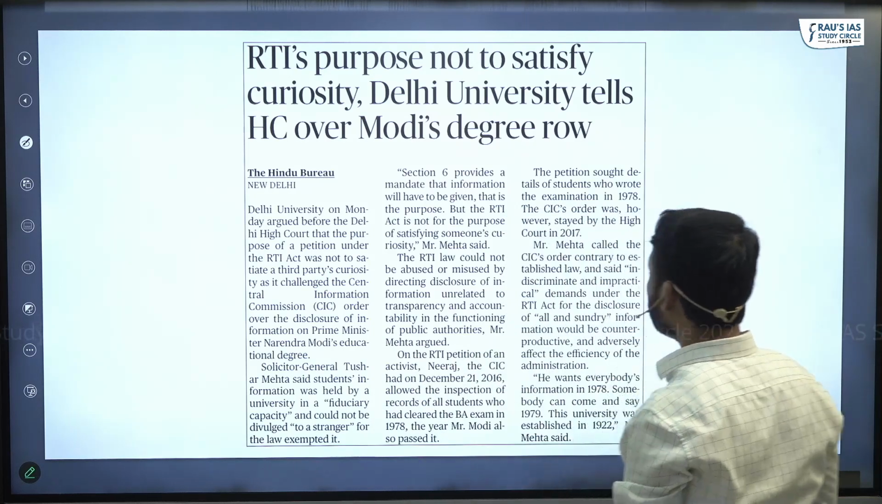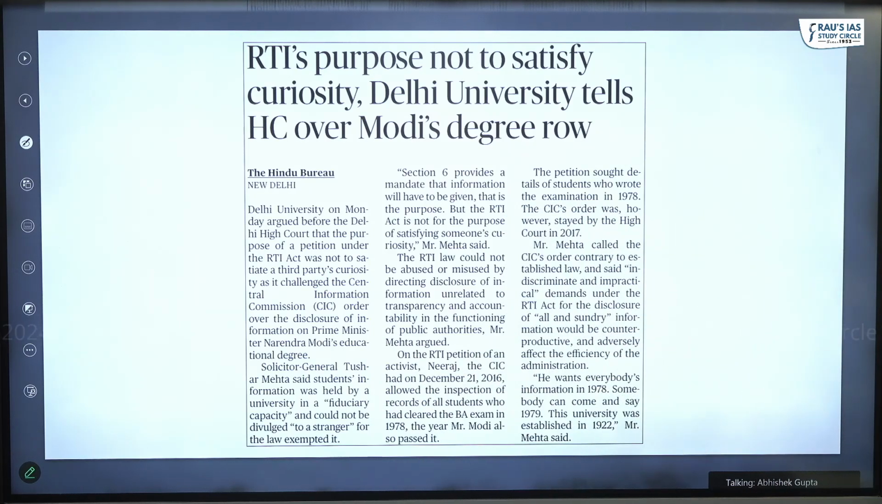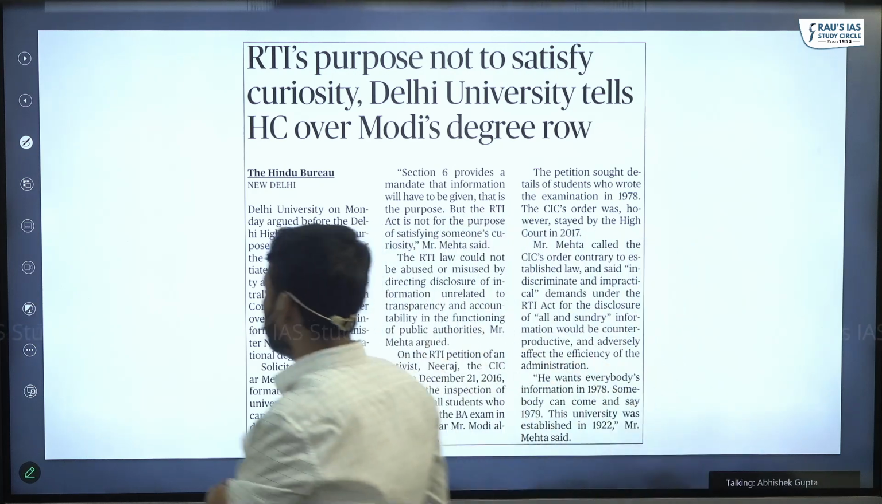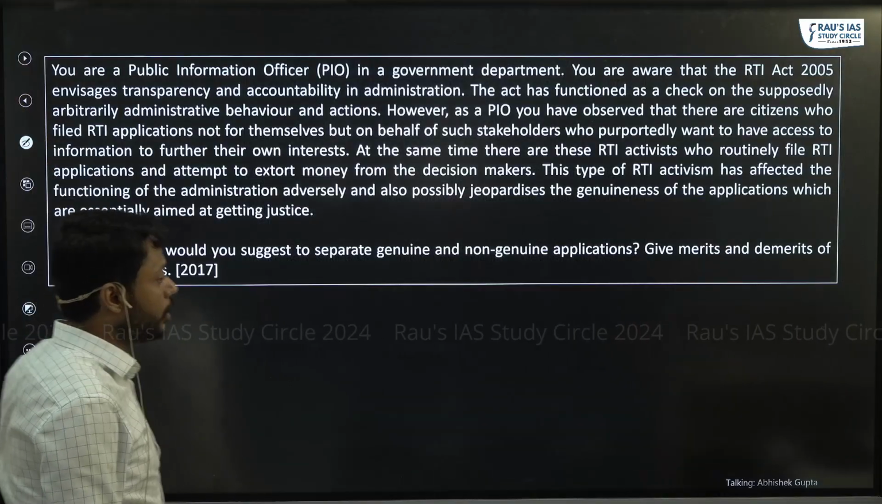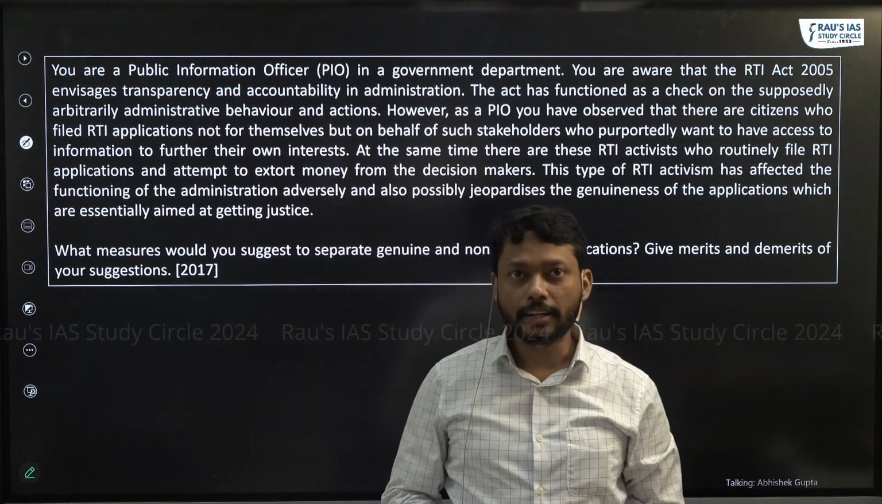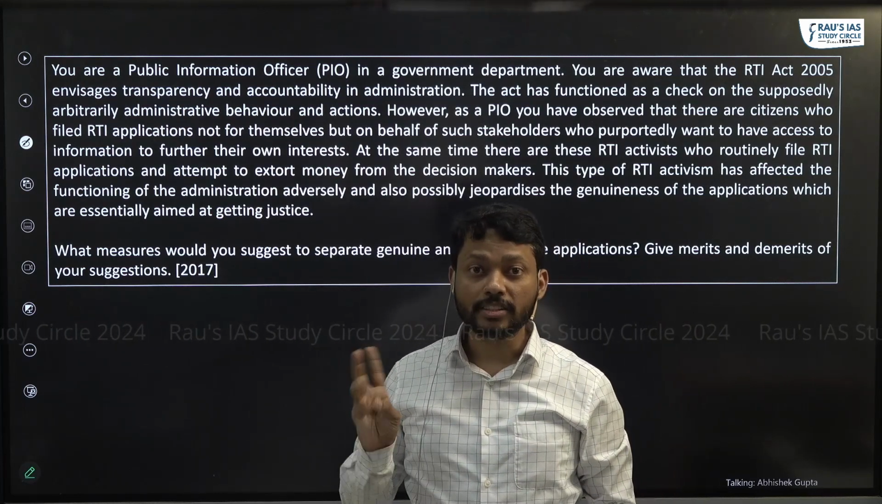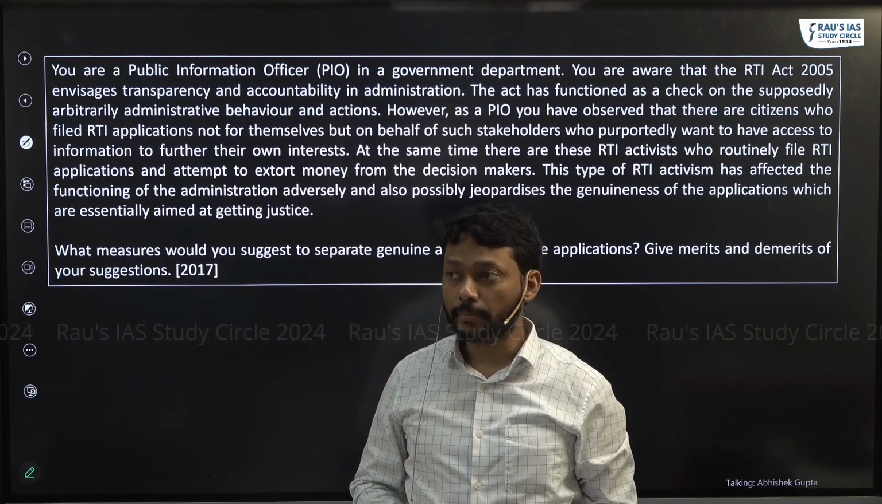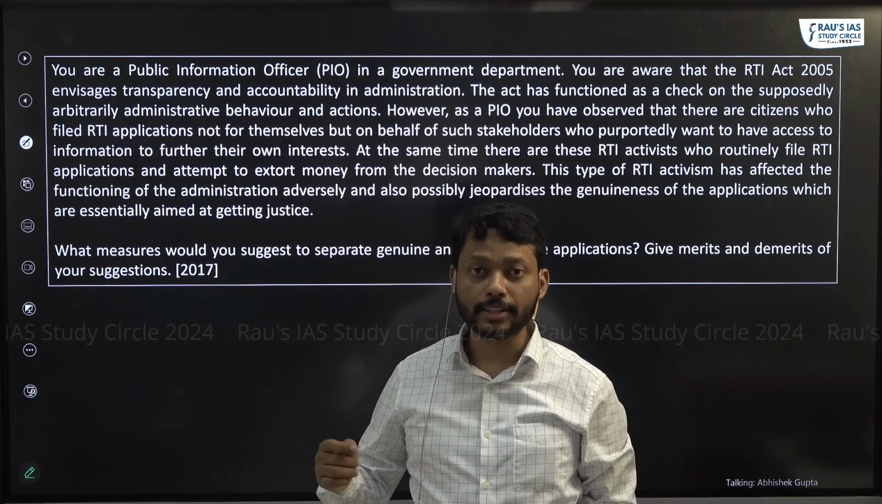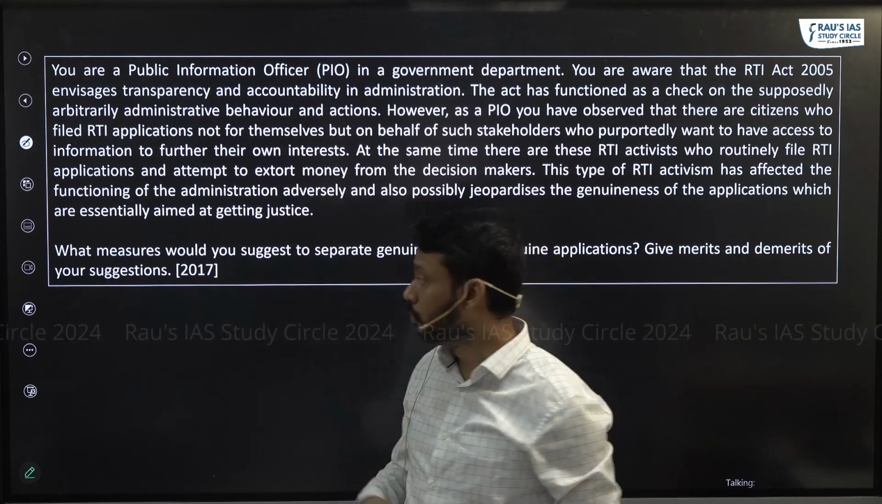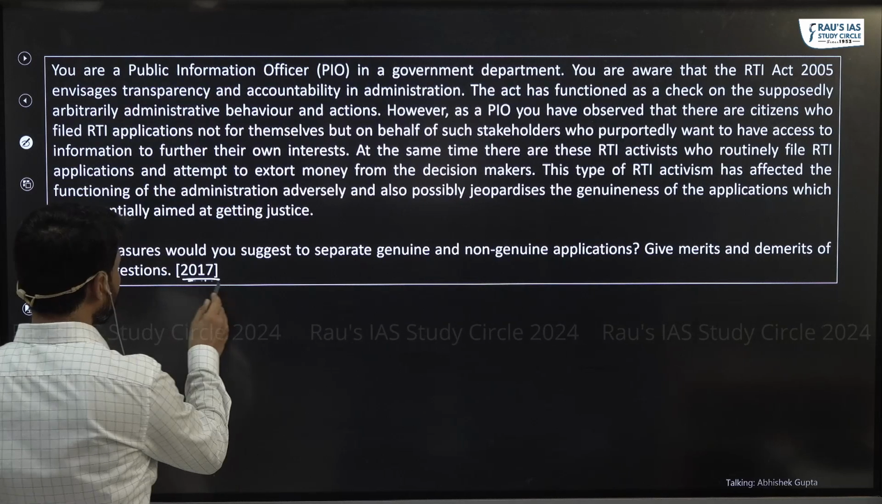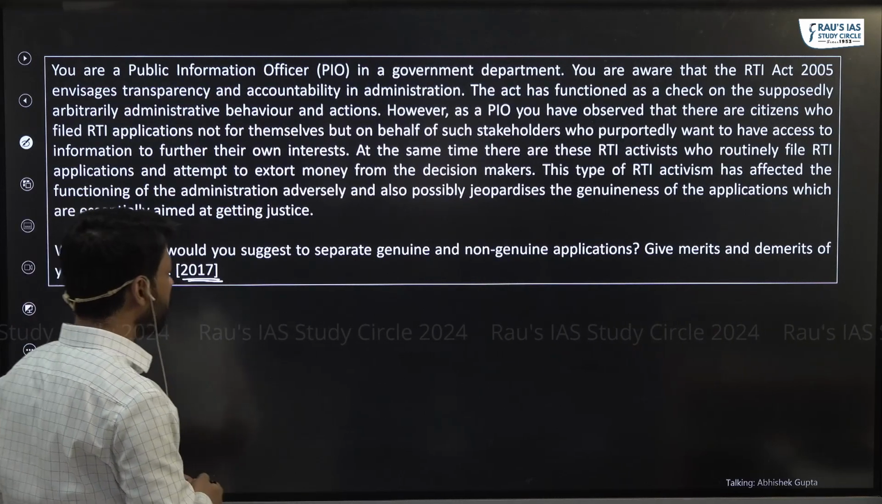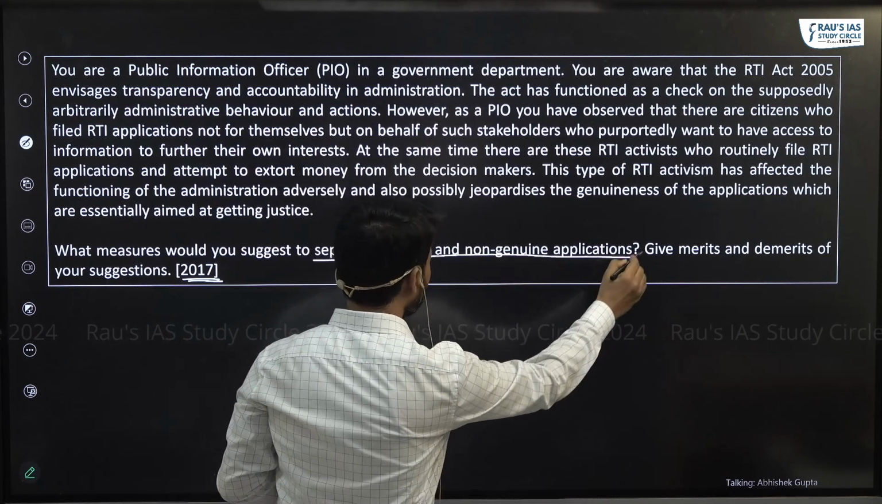There is a news article that reads like this, the title: RTI's purpose not to satisfy curiosity, Delhi University tells High Court over Modi's degree row. There have been instances in which the Chief Information Commissioner has also come out in public and said that RTI is misused. And not once, not twice, thrice. A question in our ethics paper has been asked on this issue, on the usage of RTI. If you see this case study from 2019, what measure would you suggest to separate genuine and non-genuine applications?